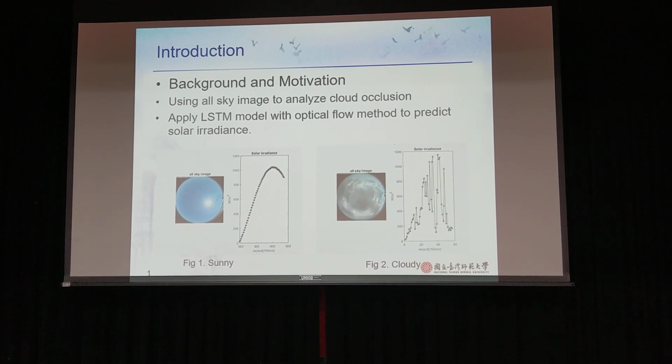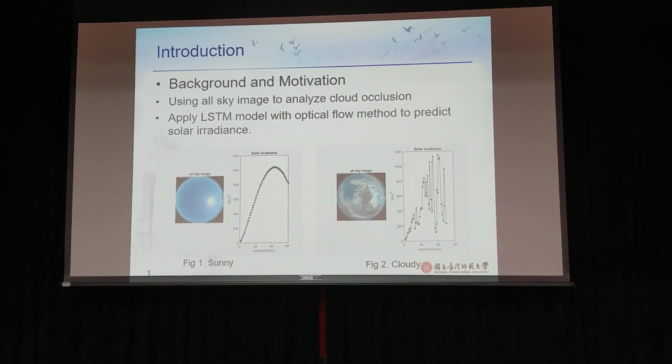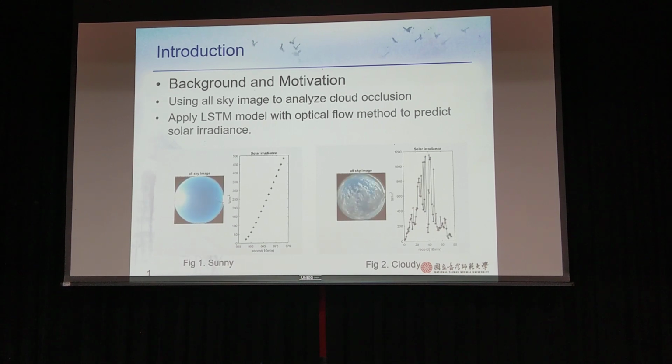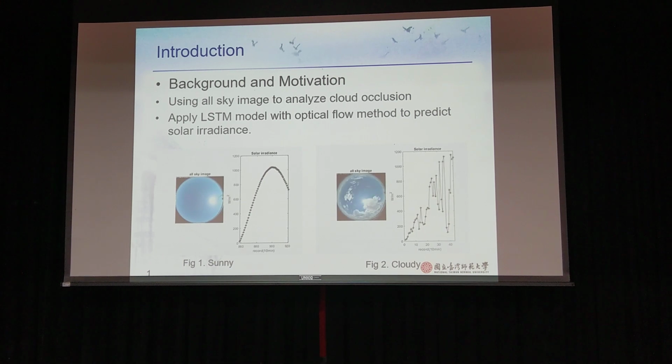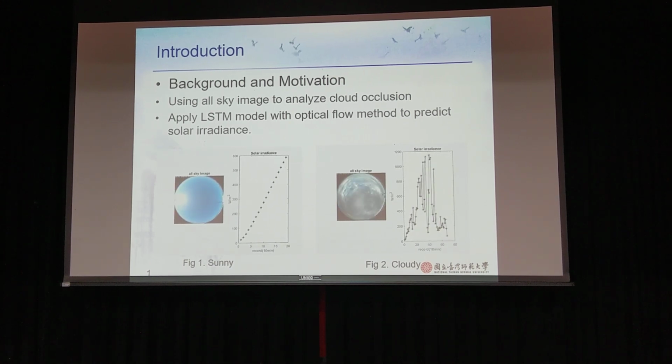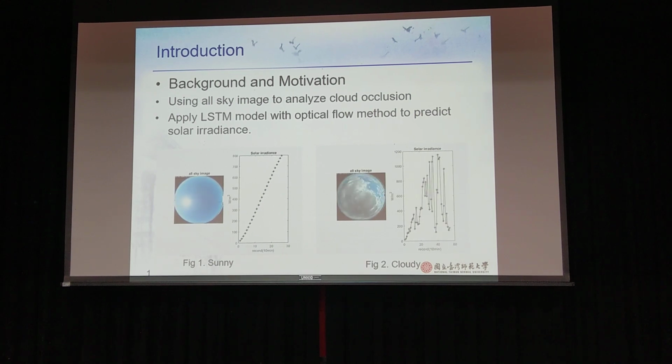The first one is the background and motivation. Solar energy is the main part of the development of renewable energy, but solar power generation is easily affected by the environment, including factors such as solar zenith angle, solar shading, and components. In particular, cloud occlusion has the greatest impact on solar irradiance prediction, as shown in the following two figures.